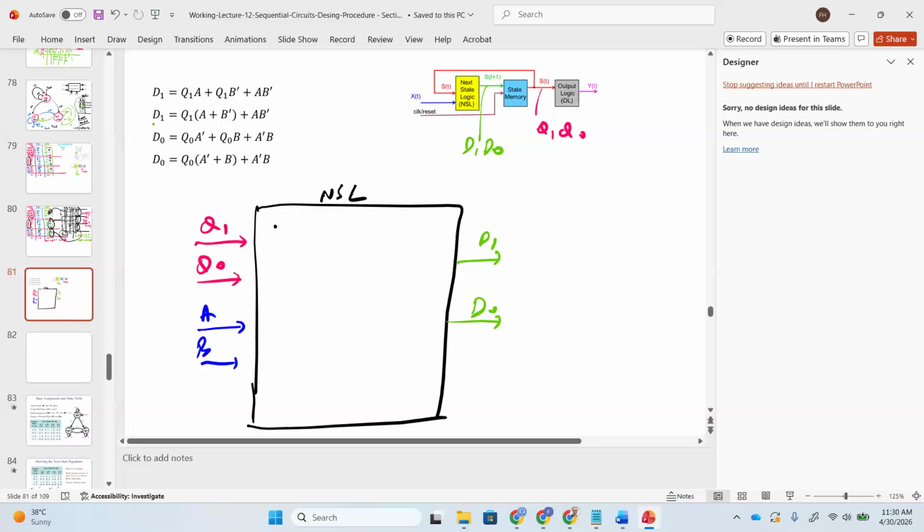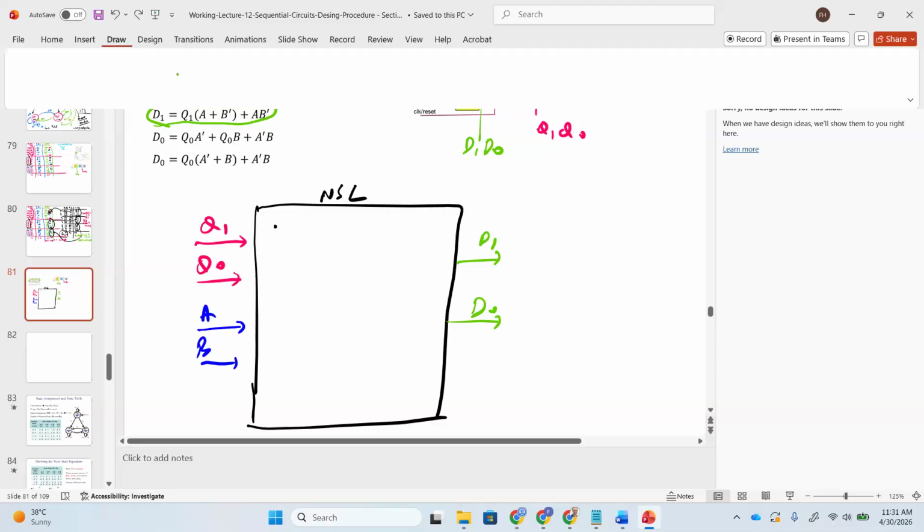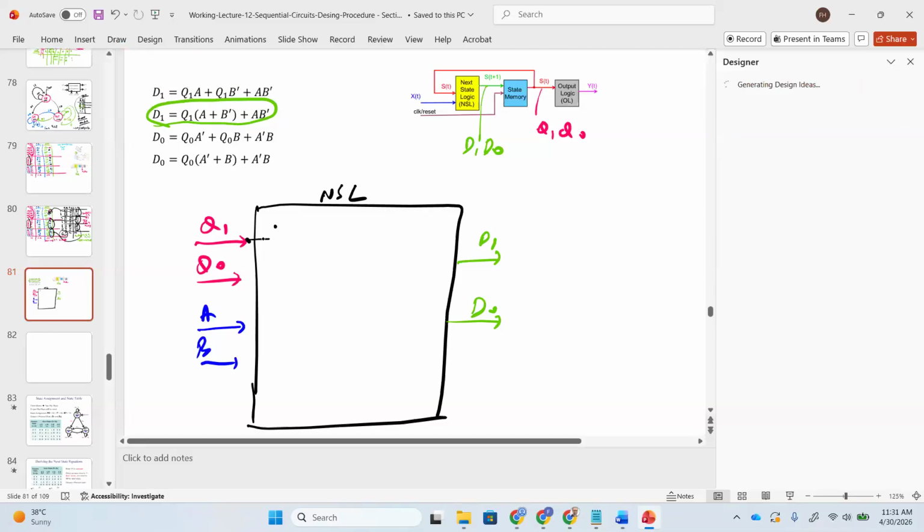If you look at here, what is the expression for D1? This is the expression for D1. This is actually Q1, so we got it. So this is Q1 dot (A plus B bar). So what I'm going to do is draw it like this: this is A, and then plus B bar, A plus B bar, and then we replace the product. It is done with Q1.